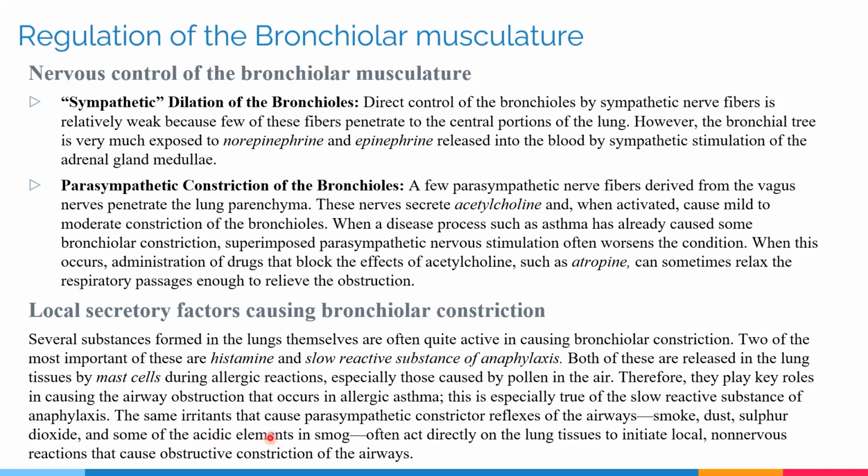The same irritants that cause parasympathetic constrictive reflexes of the airways, which include smoke, dust, sulfur dioxide, and some of the acidic elements in smog, often act directly on the lung tissues to initiate local non-nervous reactions that cause obstructive constriction of the airways.